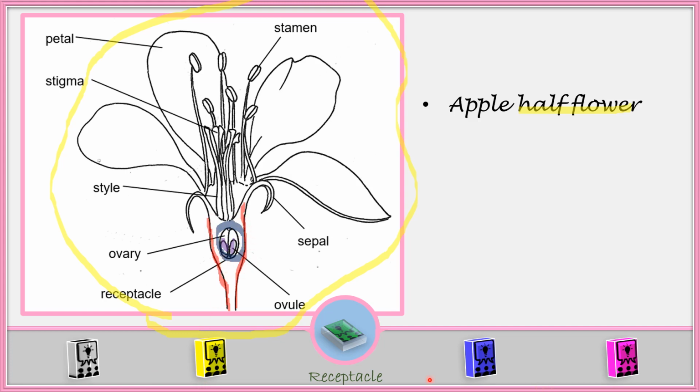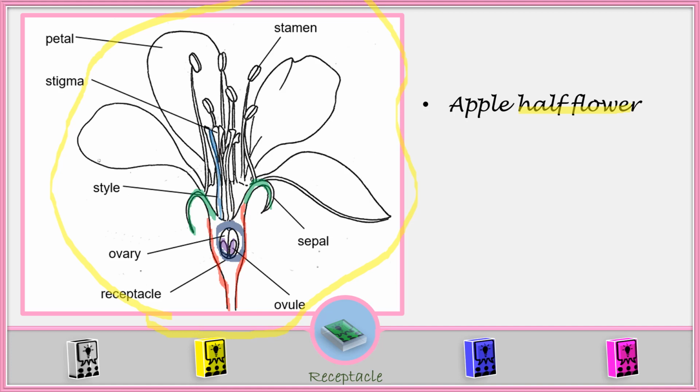Now, above the receptacle, we have the sepals. These are sepals. They are above the ovary. The ovary is in the receptacle. If you look at it here, the ovary is sitting in the receptacle, and above the receptacle we have the sepals. Then we have the style and the stigma. Remember, the styles are coming from the ovary.